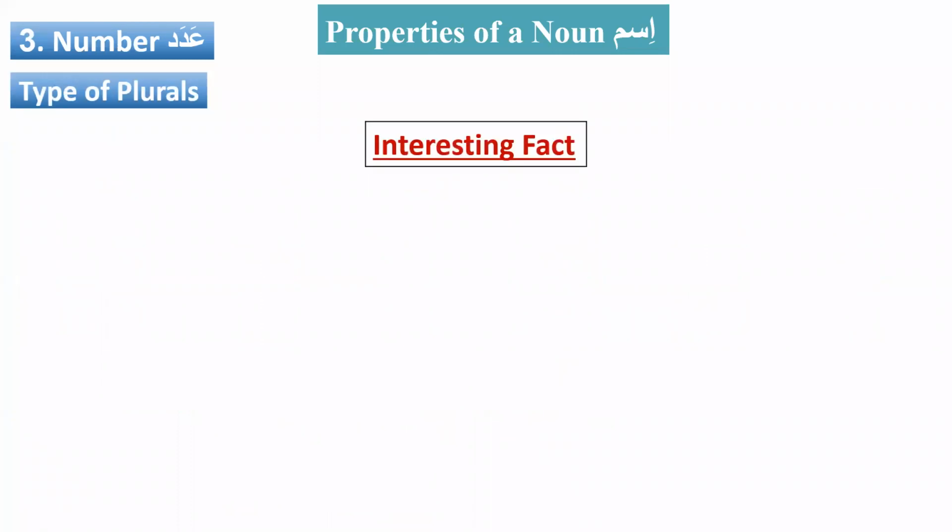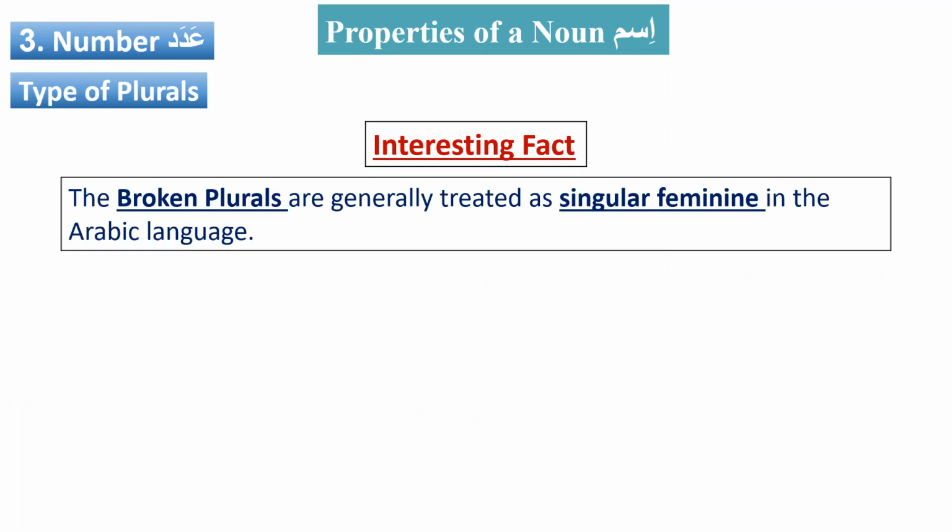And then we studied yesterday that there is an interesting fact about the broken plurals. The broken plurals are plurals in reality, but they are generally treated as singular, and not only singular, but also as feminine. I mean, when a broken plural is used in a sentence in Arabic language, the other words used for it treat it as if it was a singular word and feminine in gender.